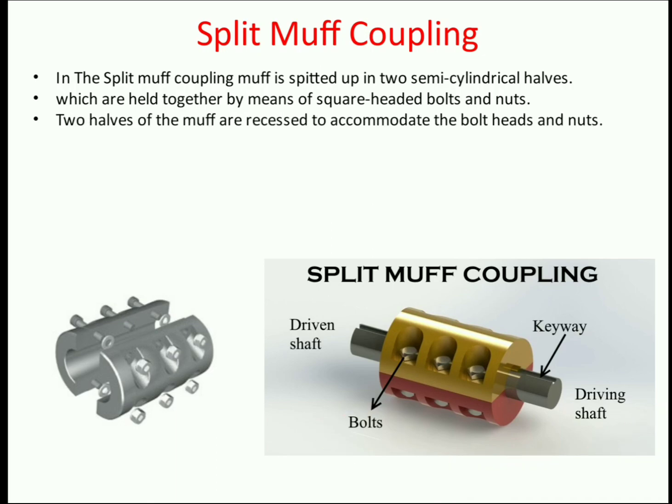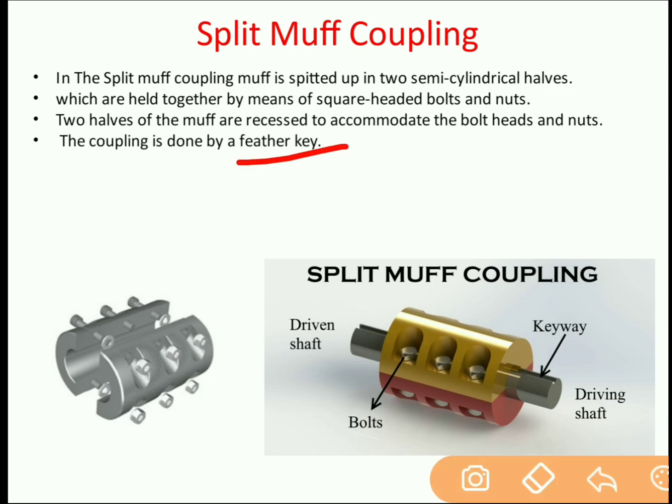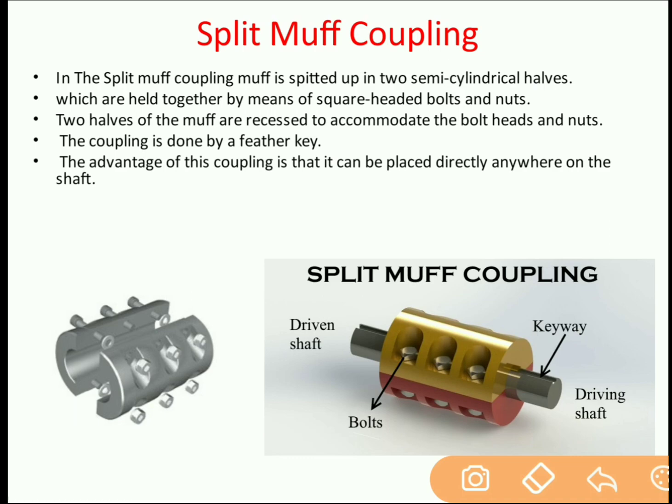Two halves of the muff are recessed to accommodate bolt head and the nuts. So they are made in such a way so as to accommodate the bolts and nuts. Coupling is done with the help of feather key. Now to connect the coupling and the shaft, we need to use the keyway. So the key which is used is nothing but the feather key. Advantages of this coupling is that it can be placed directly anywhere on the shaft. So we can easily remove this coupling with the help of nut and bolt. So when the nut and bolt are displaced, these two couplings can easily be disengaged. And also it can be placed anywhere on the shaft.